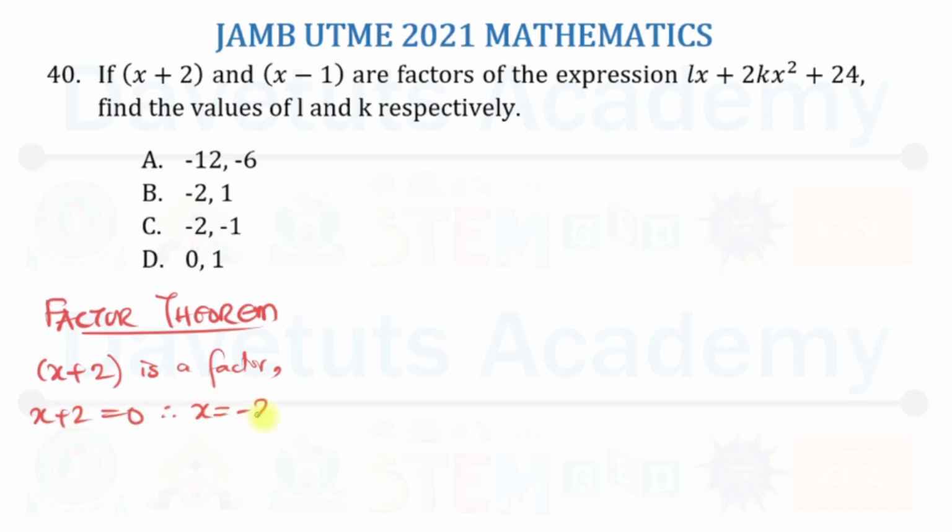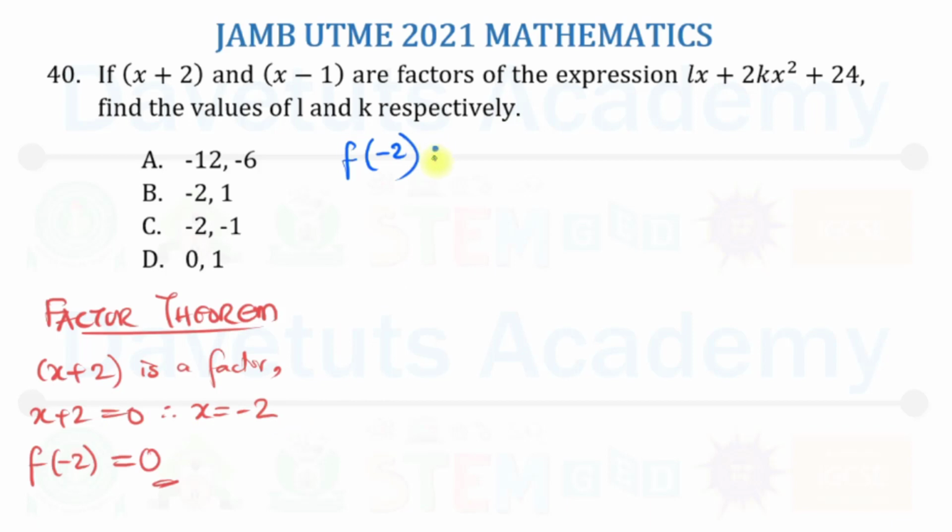therefore x is minus 2. And if you put in the function the value of minus 2 in the equation, that function is going to yield 0. Okay, so this is what we do to x plus 2 and x minus 1 to get the value of L and K as we are asked. So let's start with the first one, the function of minus 2. They said x plus 2. If you equate it to 0, then x is minus 2.